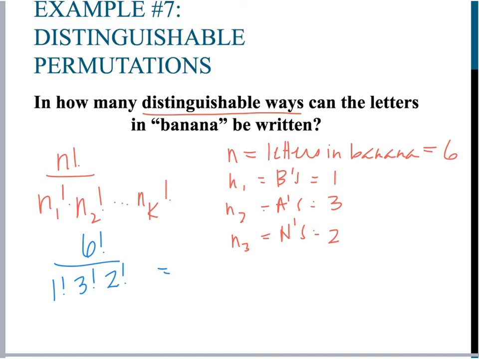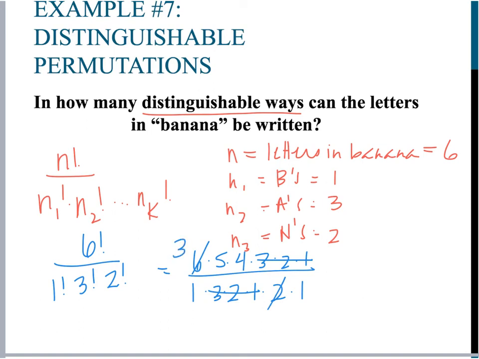So if I work that out, that would be 6 times 5 times 4 times 3 times 2 times 1 over 1 times 3 times 2 times 1 times 2 times 1. Okay, this 3, 2, 1 is going to cancel with that 3, 2, 1. 6 divided by 2 is really 3. So we're left with 3 times 5 times 4, which is 60. So there are 60 distinguishable ways.